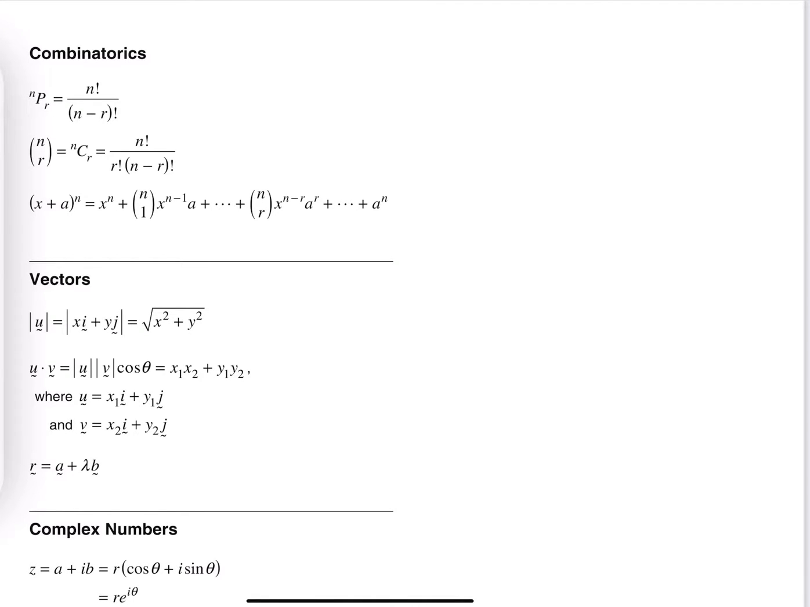Okay, HSC Reference Sheet Part 4. Let's continue. First one is combinatorics. So this belongs to the Extension 1 course.